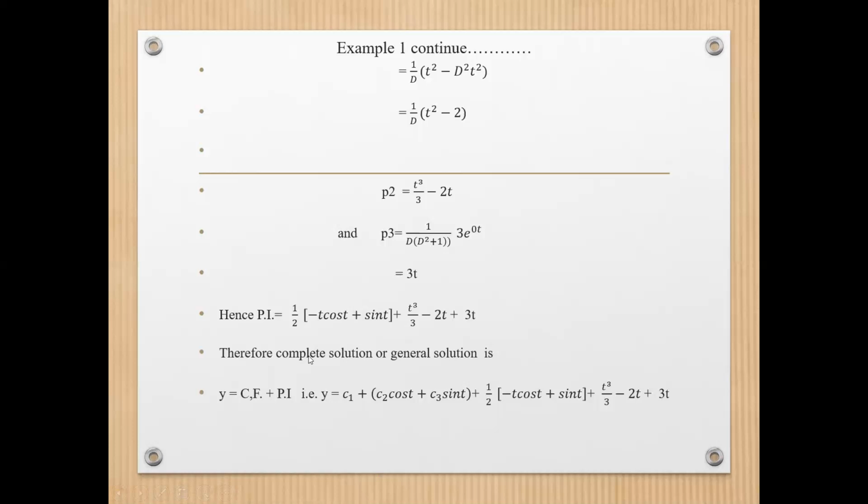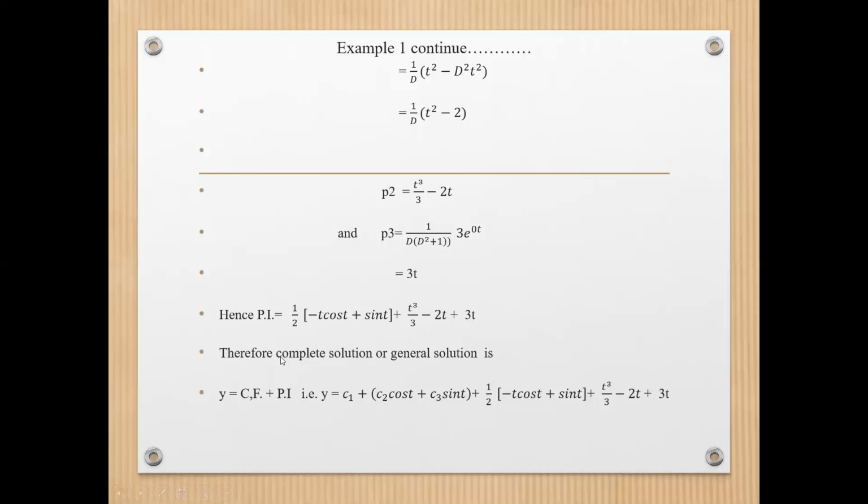So the required particular integral is what? Add all these, P1 plus P2 plus P3. We get the particular integral as 1 upon 2 into bracket minus t cos t plus sin t, plus t cube by 3 minus 2t plus 3t. Okay, this is the required particular integral.